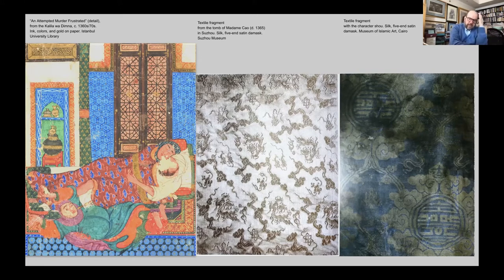The painting here is a sort of visual reminder of the presence of these silks in the court context. And so when you find them in burials, of course, they had been worn previously during life. And so here in this 14th century manuscript of the Kalila wa Dimna, the couple embracing is covered in a red silk with blue cloud designs, which are very reminiscent of one of those silks from the same period, from the 14th century, that were produced in China.